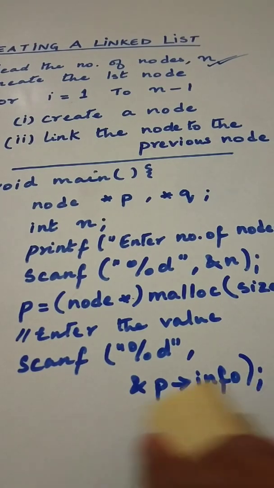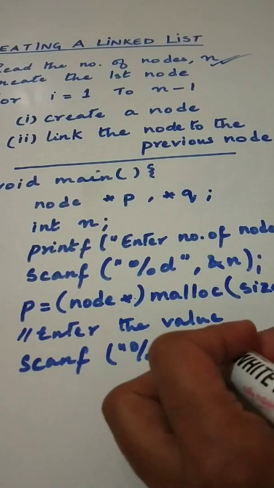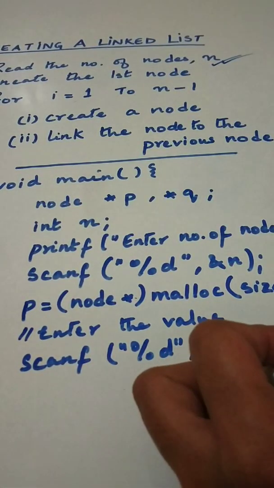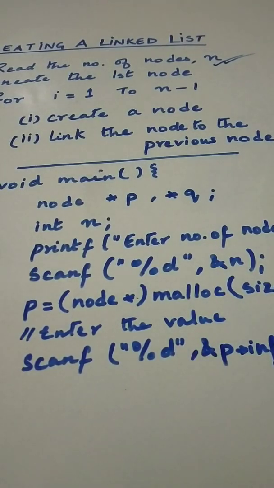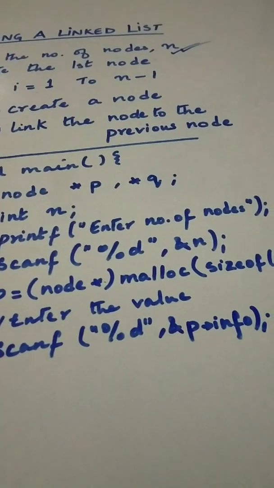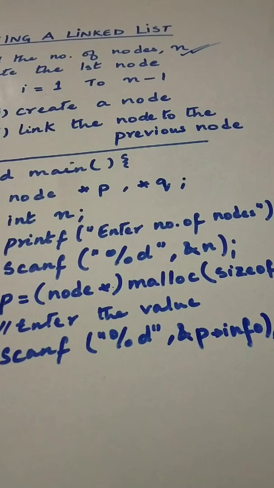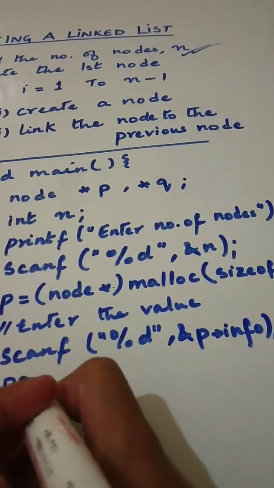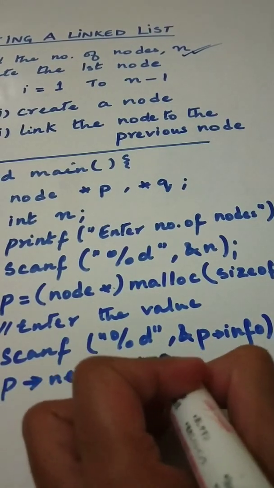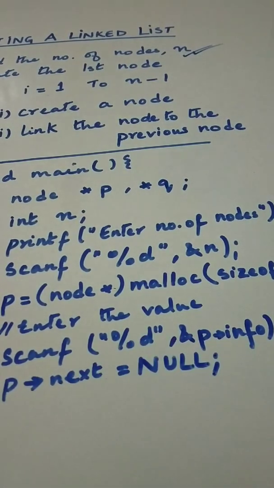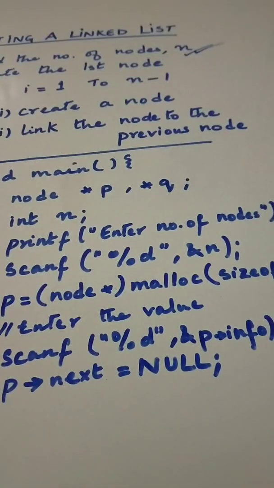Is that okay? I think I'll just write it on top because I'll have to write some more lines of code here. So ampersand P info. Then after that, I will point this particular node to null. Why? Because it's the first node. It has nothing to point to. So it will be pointing to null.